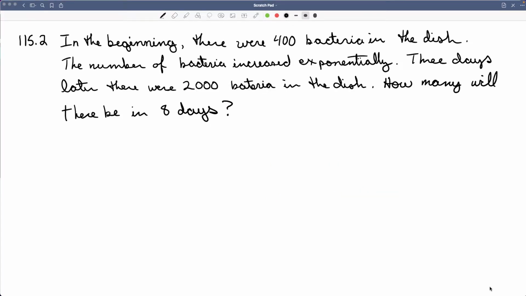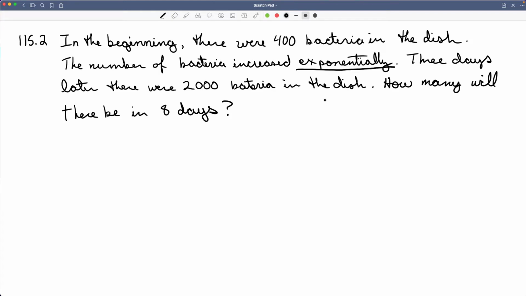All right, so problem number 2. In the beginning, there were 400 bacteria in the dish. The number of bacteria increased exponentially. Now, normally when we've been giving you a problem like this, we would say it would increase by 120% or 400%. Now we're dealing with exponents, and so we're going to use the exponent formulas. And if you don't remember, that's going to be tied to the logarithms that we learned how to use in lesson 113. So if you need a refresher on that, go back to lesson 113 and rewatch that, and that's going to help you solve these.